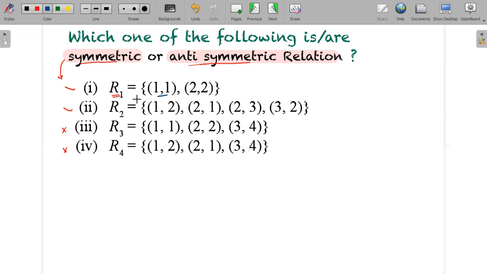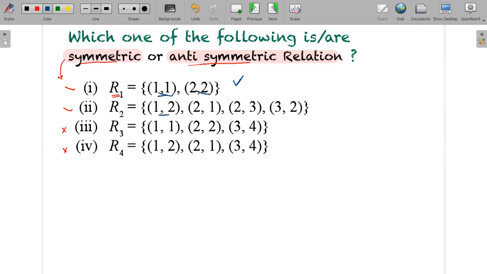Both the values are equal, by the way. So your relation is anti-symmetric corresponding to (1, 1) as well as corresponding to (2, 2). So there we go, your relation is said to be anti-symmetric. Relation R1 is anti-symmetric. Now let's move to R2.